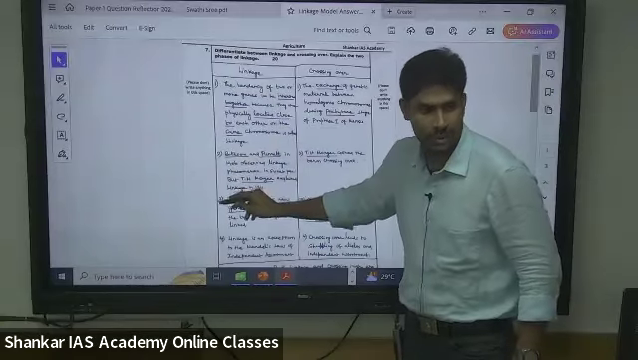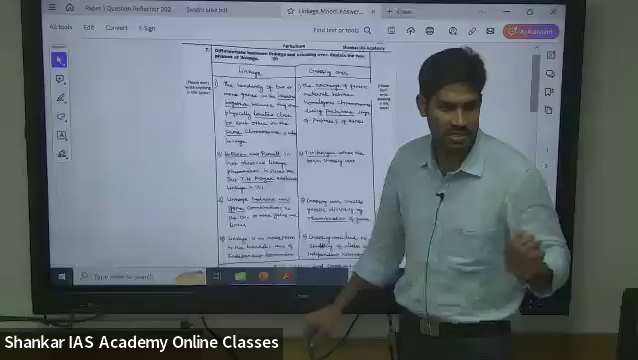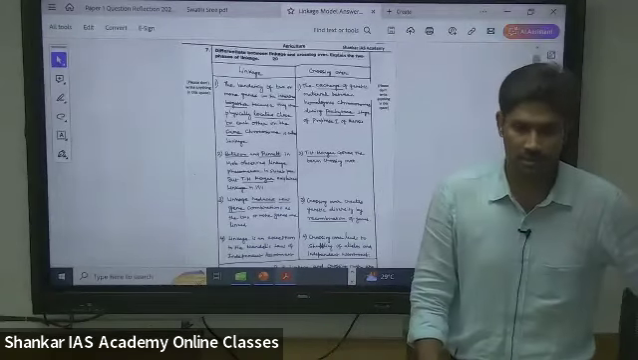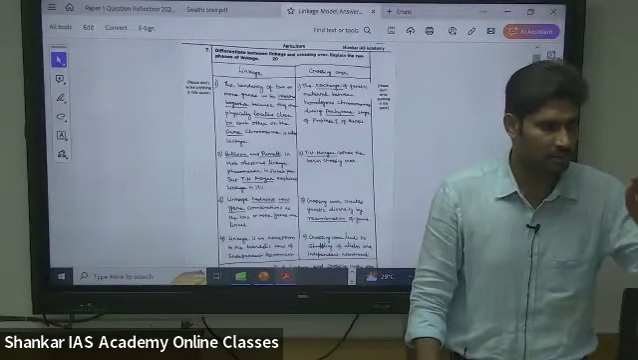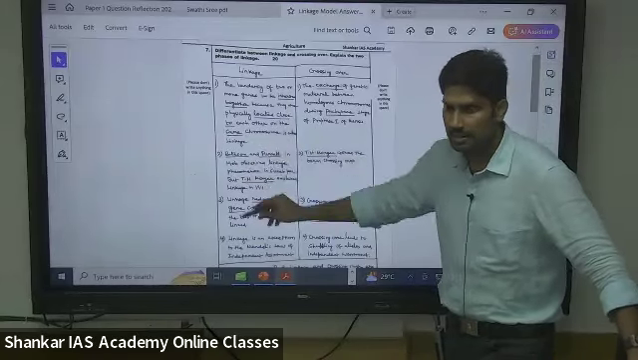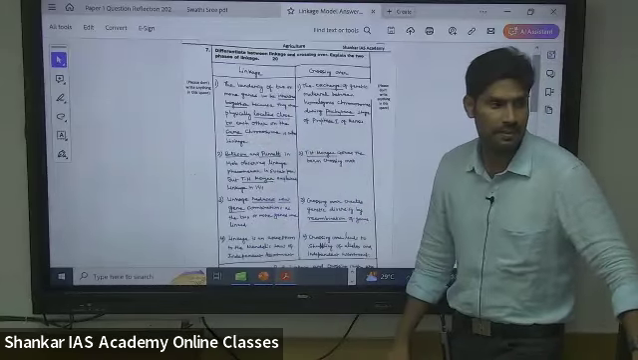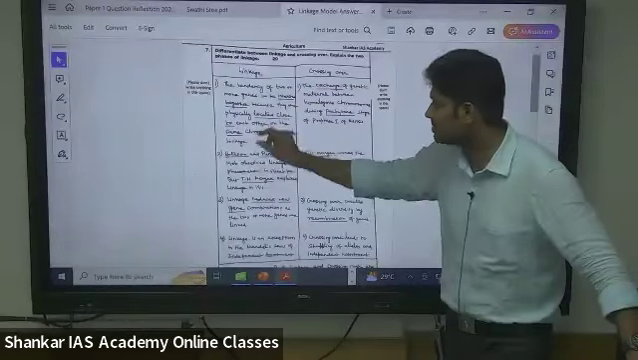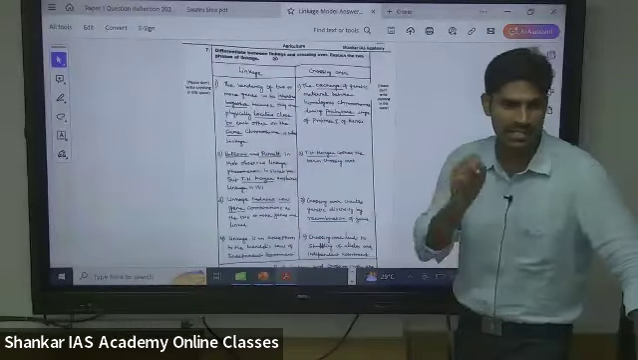Always use numerical points, 1 to 3. Don't use any symbols or asterisk marks. Always use numerical points, 1 to 3. Right. So here, see the alignment. All the points are in a straight line, and the points are clearly visible. Each point is distinct.